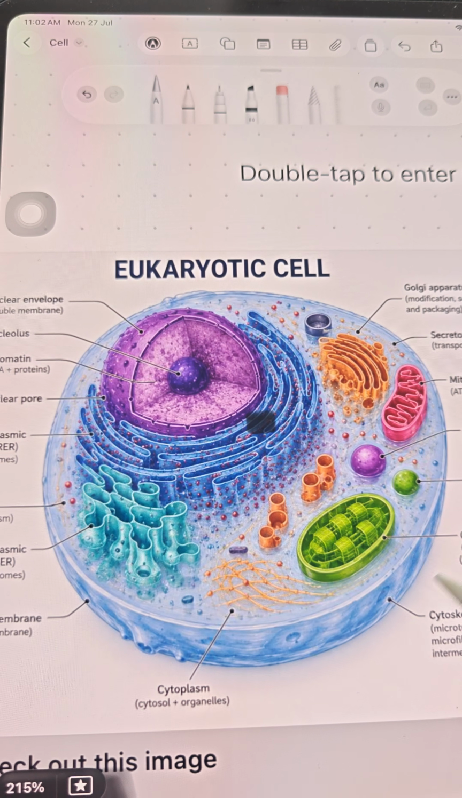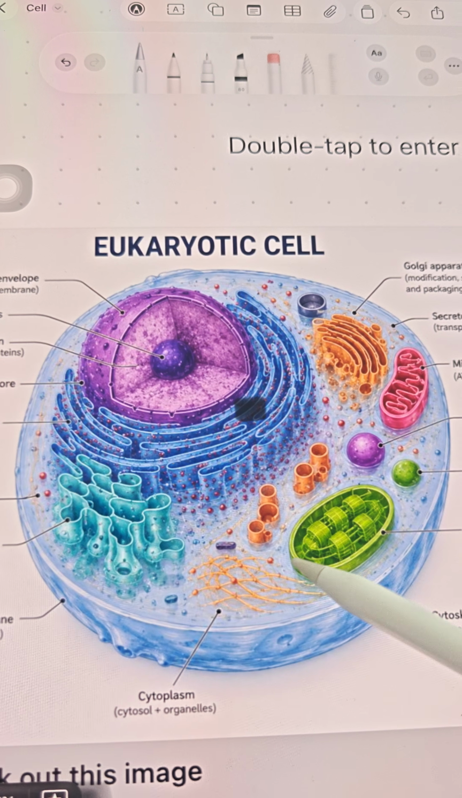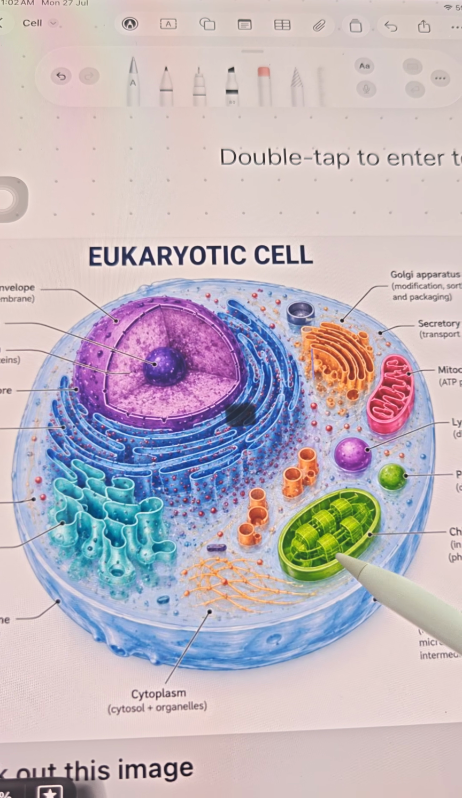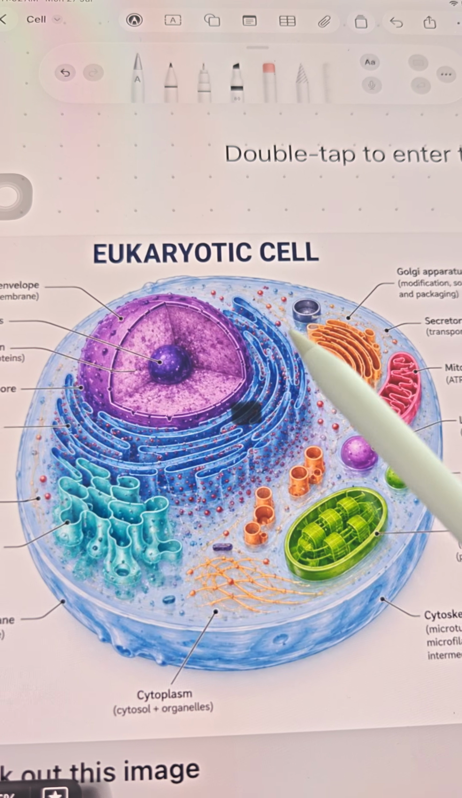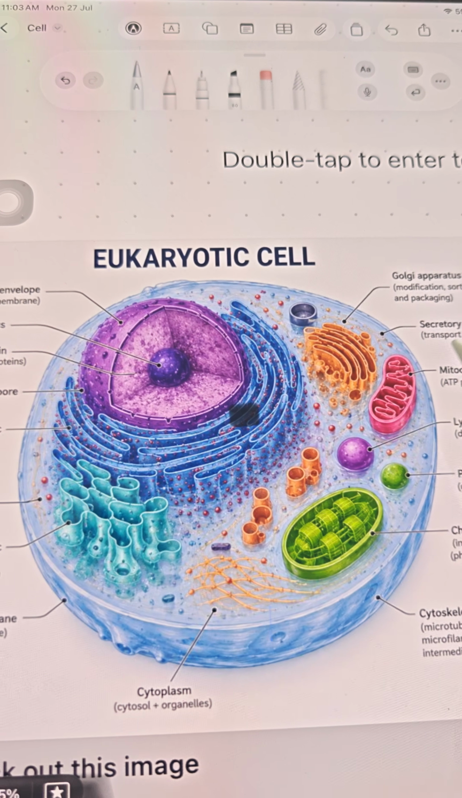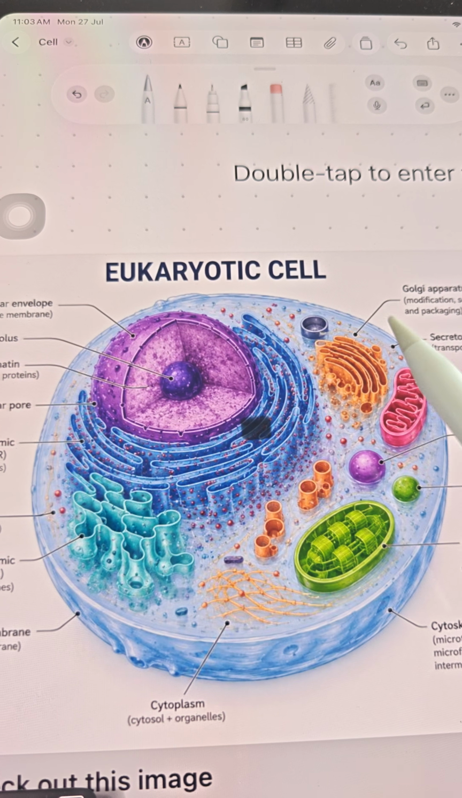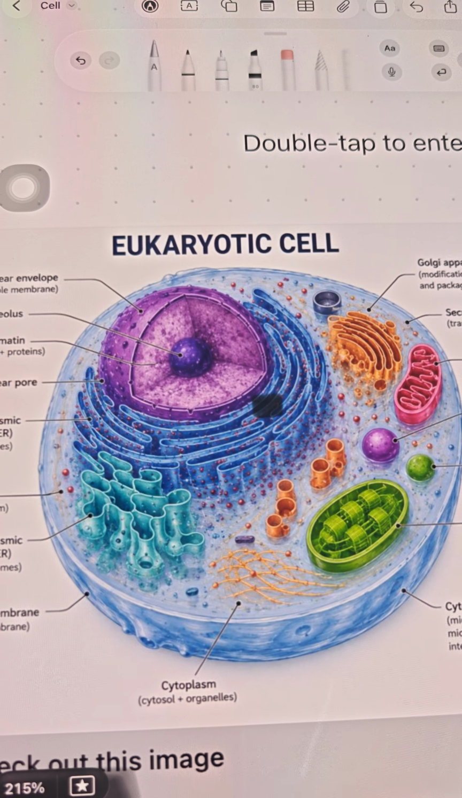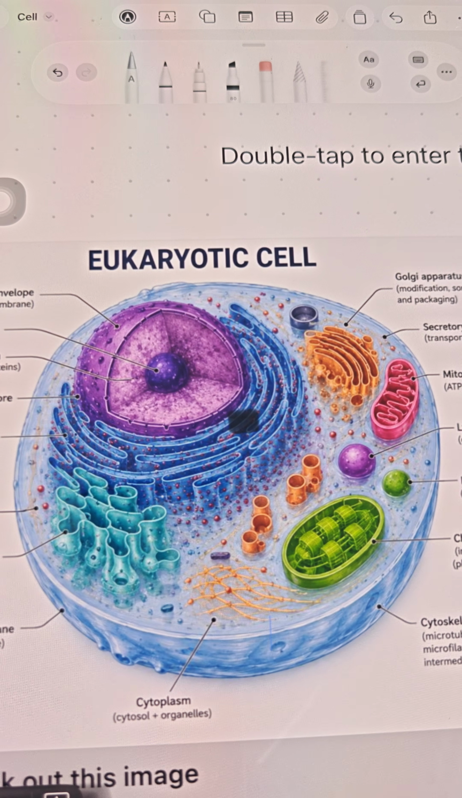So this is the basic structure of the eukaryotic cell. As this is a plant cell, you will find the chloroplast and cell wall. In an animal cell, there is no cell wall and no chloroplast. So that is the basic difference between the animal cell and the plant cell. Thank you. This was regarding the eukaryotic cell.